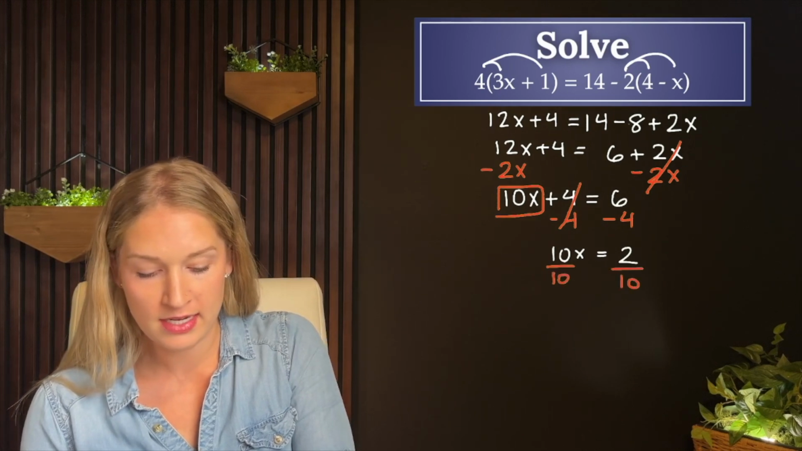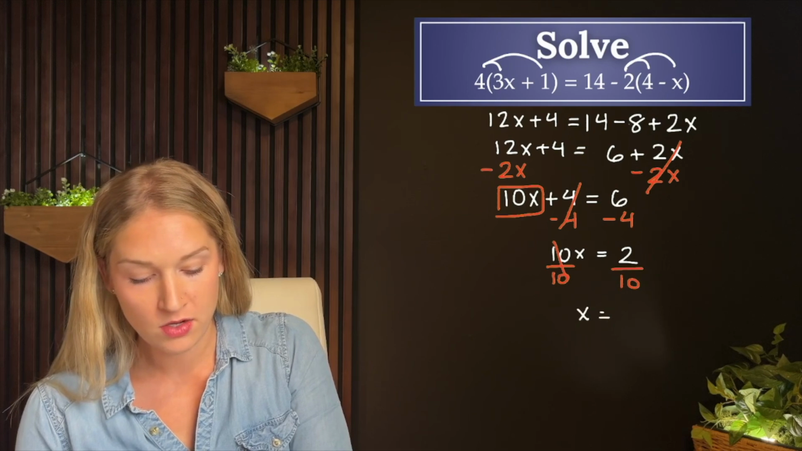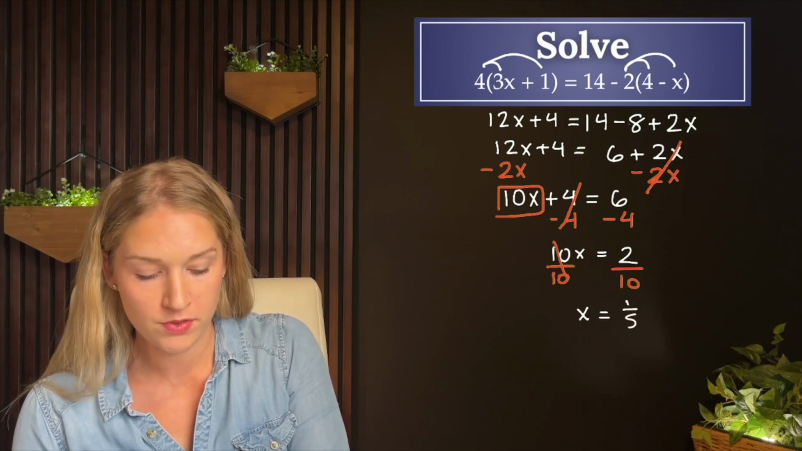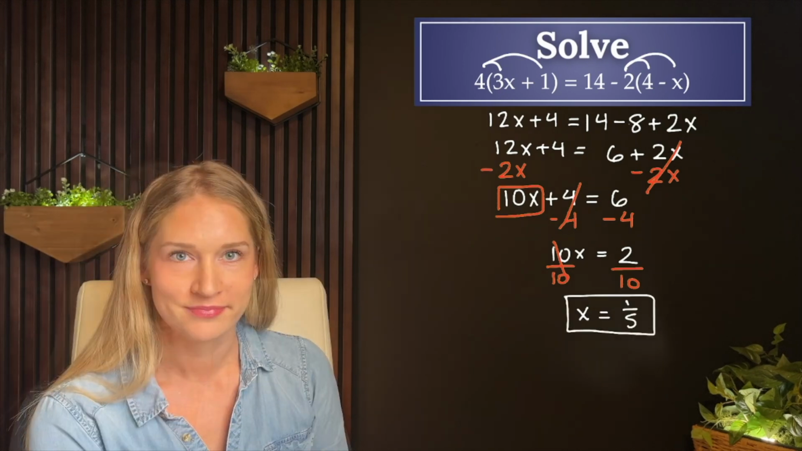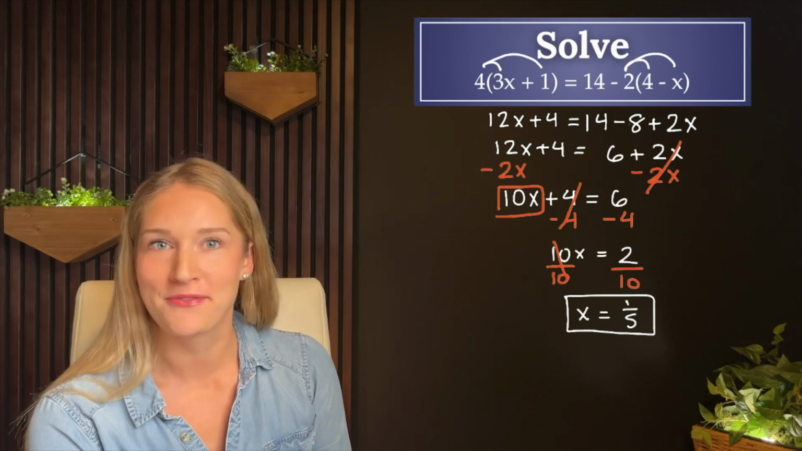And then on that right-hand side, I just keep it as a fraction and reduce it. So 2 over 10 is going to reduce down to 1 over 5. So my solution, x is 1/5. And you can, of course, go through and check this. I'm not going to do that in this video, but feel free to do that on your own.